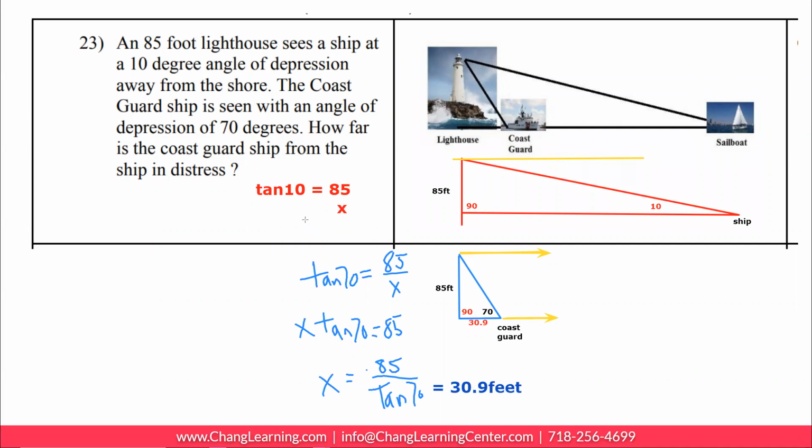So if tan 10 is 85 over x, we know that 85 divided by tan 10 will give us x. 85 divided by the tangent of 10 is 482.06 feet, so 482.1.